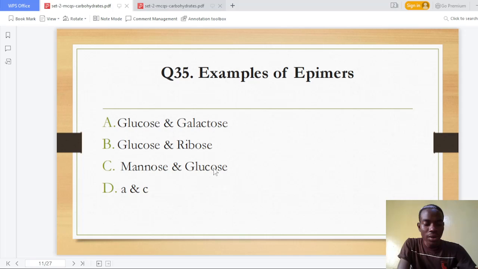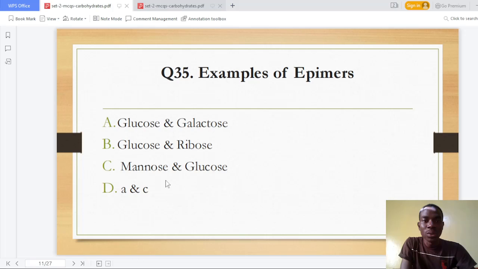So to those of you that really study, I'm sure you've already seen the answer. Well, let's get to the options. A, glucose and galactose, B, glucose and ribose, C, mannose and glucose, D, A and C. Alright, so the best answer is simply glucose and galactose. Those are the common examples of epimers. They are not the only ones, but they are the common examples of epimers.